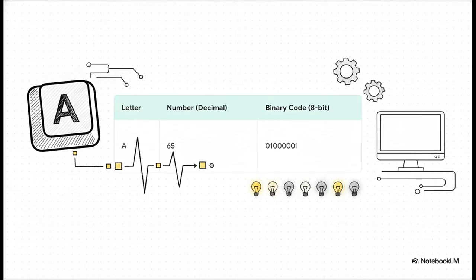So here's how it works. In the ASCII chart, the capital letter A is assigned the number 65. And as we just learned, any number can be written in binary. Well, the number 65 in binary is 01000001. So when you press the A key on your keyboard, it sends that exact sequence of ons and offs to the computer. It really is as simple as that.